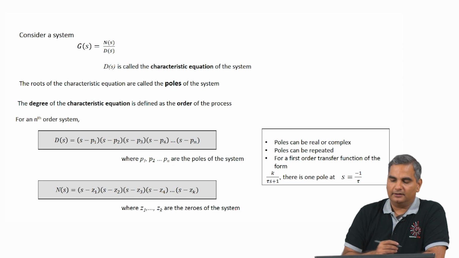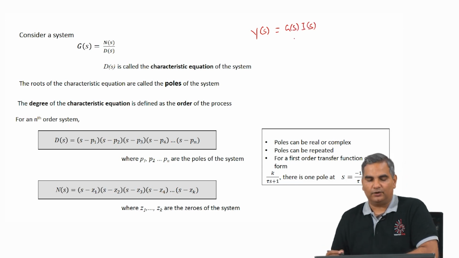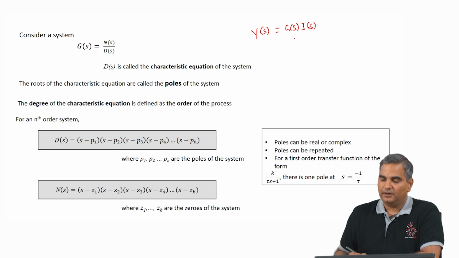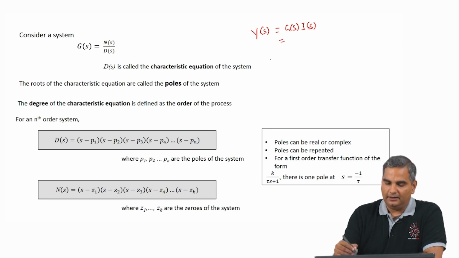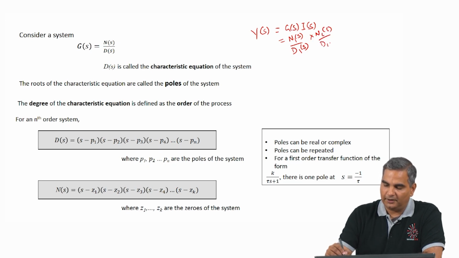However, in general what we would like to do is get y of s, g of s, I of s, and then from this we want to get a value for y of t. Now typically each one of these, let us say g of s, in a standard form will be some numerator polynomial by a denominator polynomial, and I of s will also be some numerator polynomial by denominator polynomial.